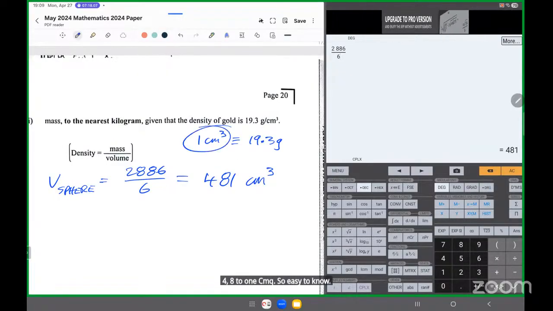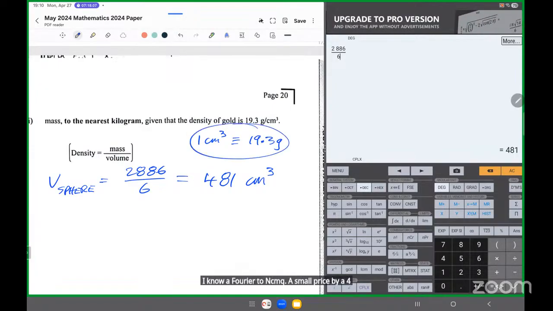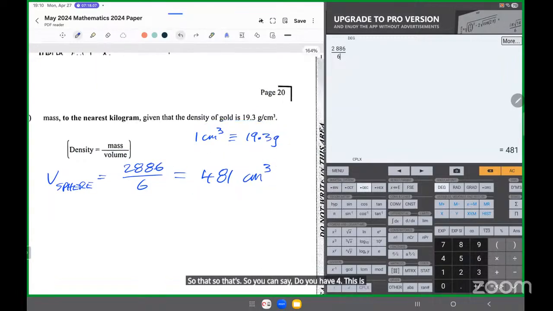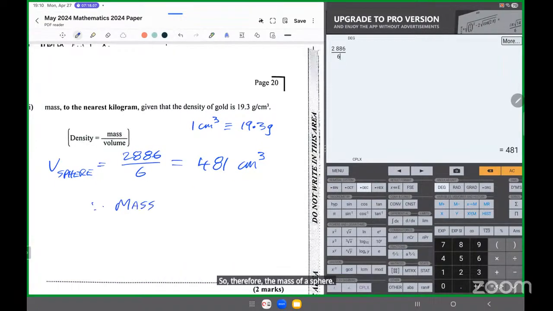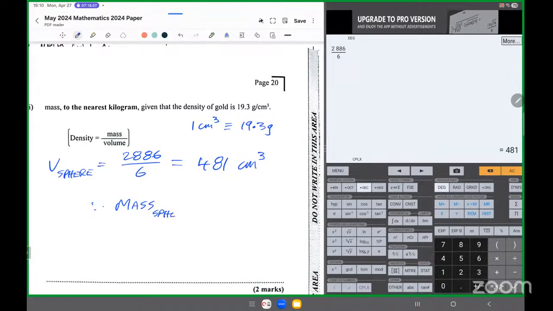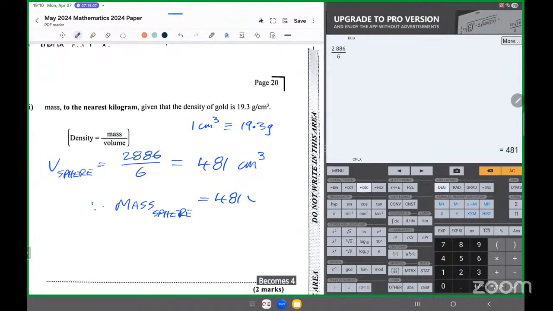So it's easy now. If 1 cm cube is this, and you want to know what 481 cm cube is, let's multiply it by 481. So you can say, therefore, this is the volume of one sphere. So therefore, the mass of a sphere becomes 481 times this, 19.3 grams. Because if 1 cm cube is 19.3 grams, then 481 cm cube is 481 times 19.3 grams.